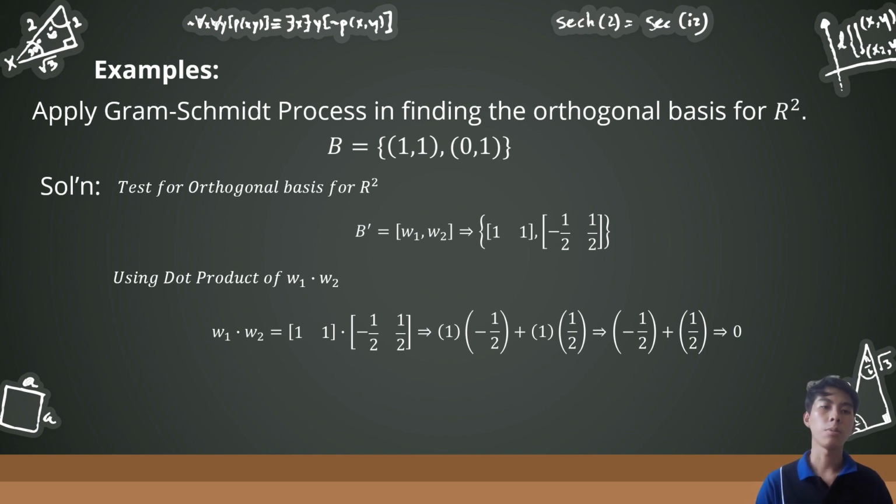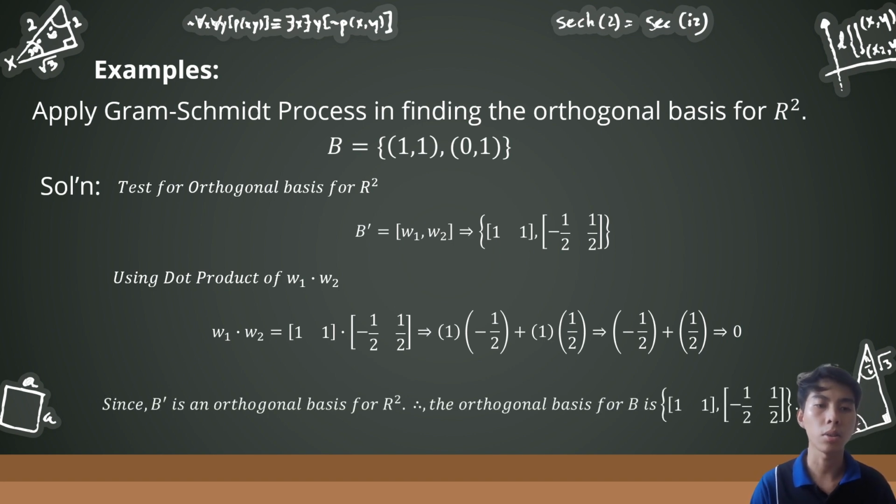prime. So we have here the dot product of w sub 1 and w sub 2, which is equal to the vector (1, 1) dotted with the vector (negative 1 over 2, 1 over 2), which is equal to 1 times negative 1 over 2 plus 1 times positive 1 over 2, which is equal to negative 1 over 2 plus 1 over 2, which is now equal to 0.